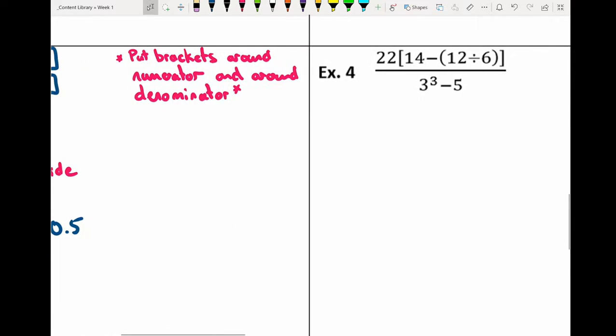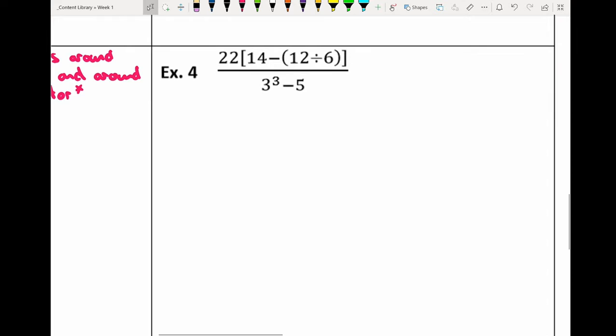Moving on to our last example, example number 4. Again, we can see that we're dealing with a fraction. So we have multiple things on top and multiple things on the bottom. So again, I'm going to put these brackets in. I'm going to go through the top and the bottom separately before I do my final division.